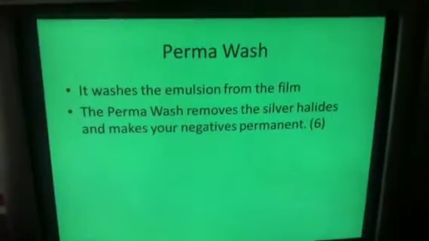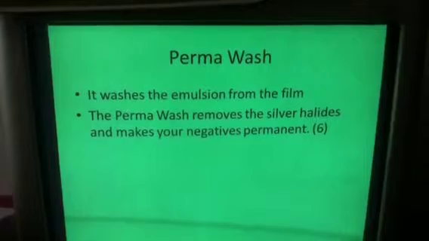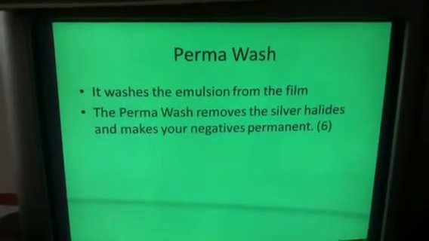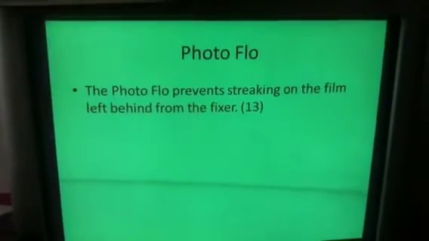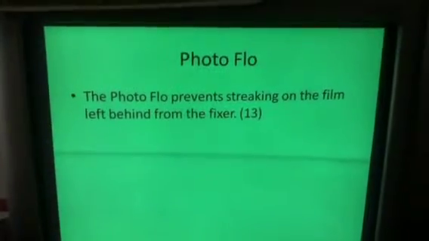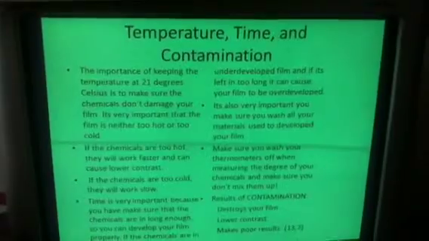The perma wash washes the emulsion from the film. The perma wash removes the silver halides and makes your negative permanent. The photo-flo prevents streaking on the film left behind by the fixer.